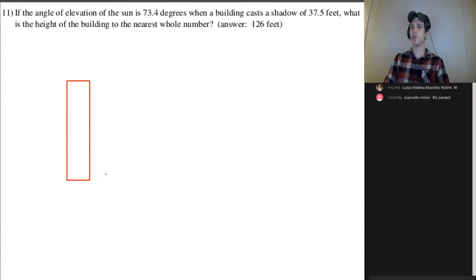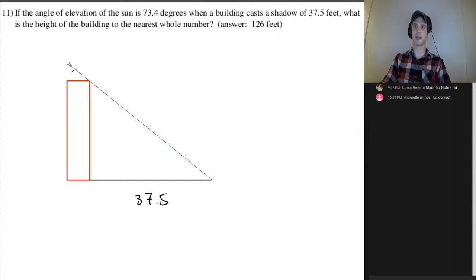We're looking for the height of the building, but I'm told the length of its shadow is 37.5 feet. We're also told the angle of elevation. This is not to scale whatsoever. The sun is at 73.4 degrees, and we need to find h.